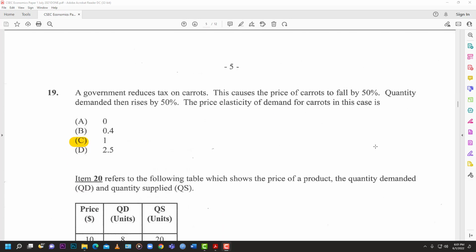Number 19, a government reduces tax on carrots. This causes the price of carrots to fall by 50%. Quantity demanded then rises by 50%. The price elasticity of demand of carrots in this case is... the answer is C, 1. Because if you look at the percentage changes, it's 50 and 50. If we divide them to find elasticity, the answer would be 1. And so we have C, 1, right? That's the only way the maths makes sense. 50 divided by 50, you get 1. And so we get C for that one.